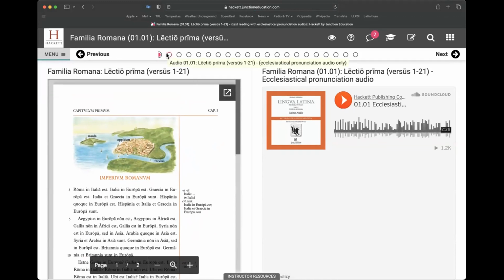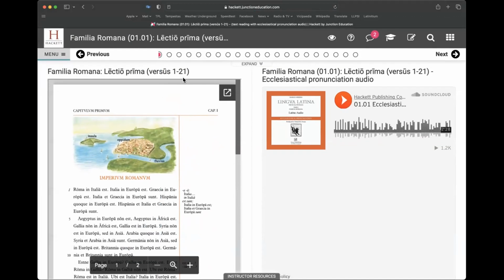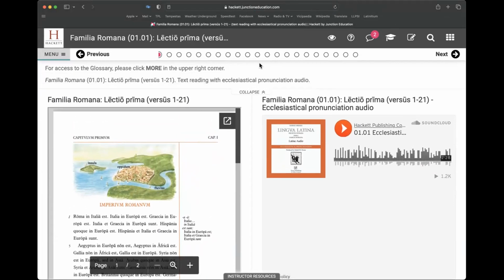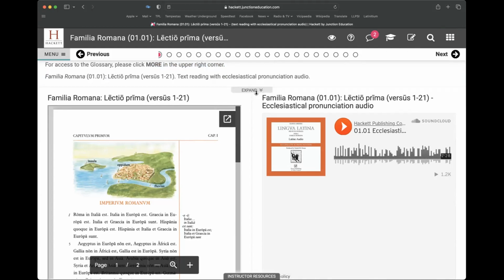Okay, well, it doesn't show up on yours, but on mine, a little ways above that, it has, for access to the glossary, please click more in the upper right corner. Yeah, but I think he's got to close the speaking part first. There, yeah. Oh, there it is. Yeah, that's up here. That's where I was. I had collapsed this part.